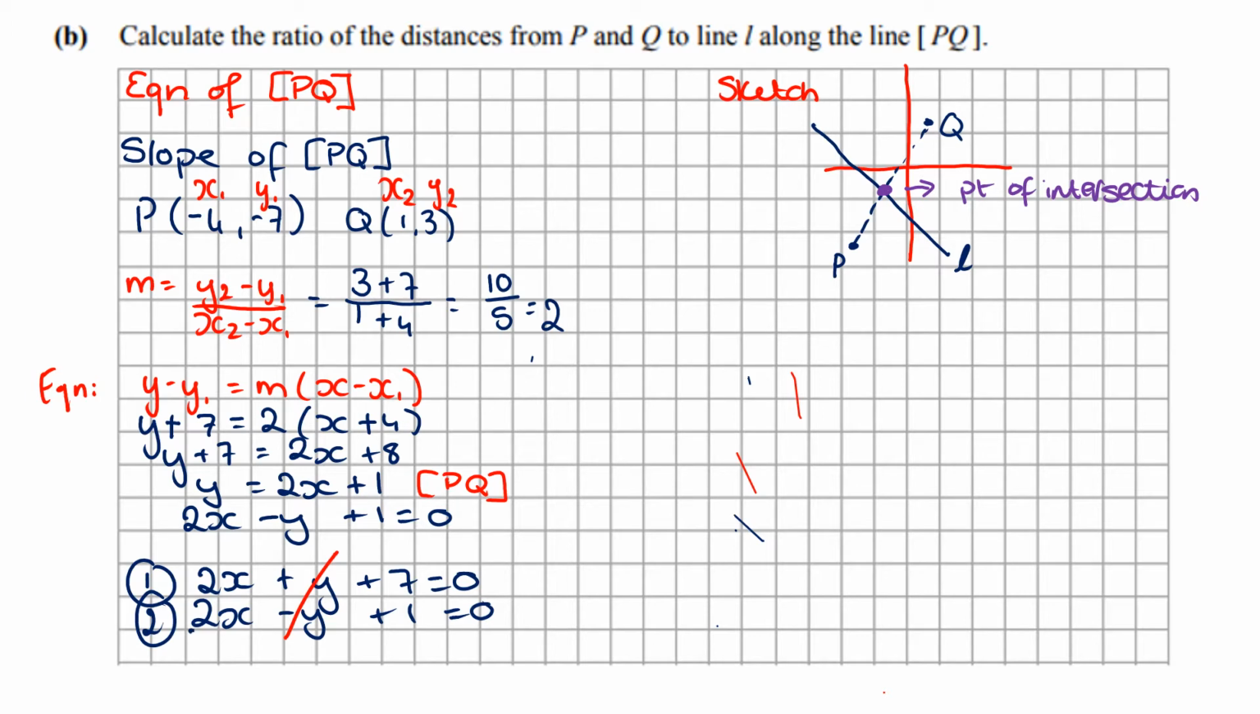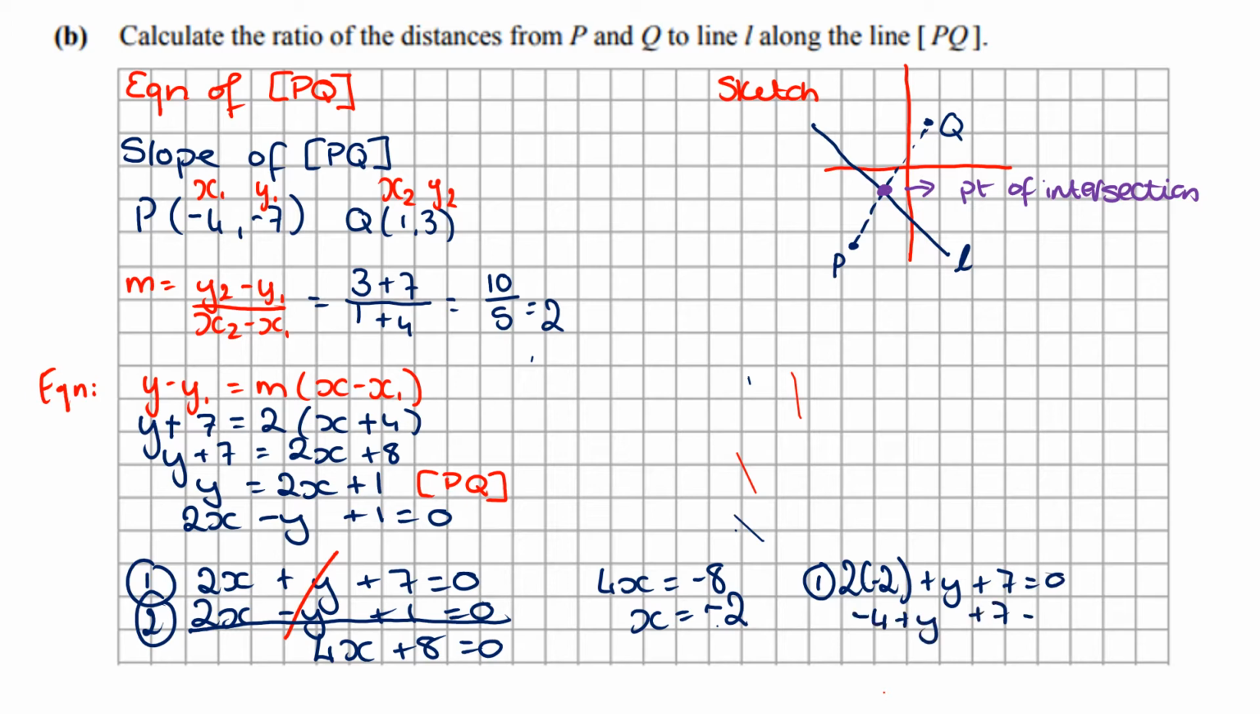Notice here how those y's cancel straight off. So we get 4x plus 8 equals 0. So we get 4x equals minus 8, x is equal to minus 2. And then we want to sub that back in. So we go to 1 and we get 2 times minus 2 plus y plus 7 equals 0. So we get minus 4 plus y plus 7 equals 0. So y plus 3 equals 0. So y is equal to minus 3. So that point is (-2, -3).